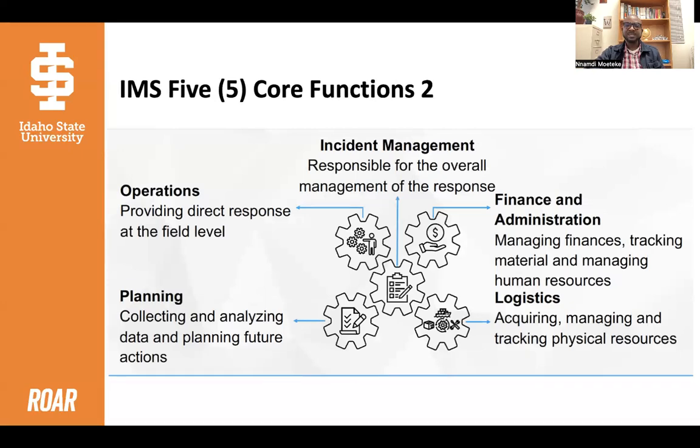So here we see the pictorial representation of those 5 core functions of the IMS, and the incident management, which is responsible for overall management of the response. Operations provides direct response at the field level. Finance and administration manages finances and tracks materials and human resources. And then planning has to do with collecting and analyzing data. And logistics is responsible for acquiring, managing, and tracking physical resources.